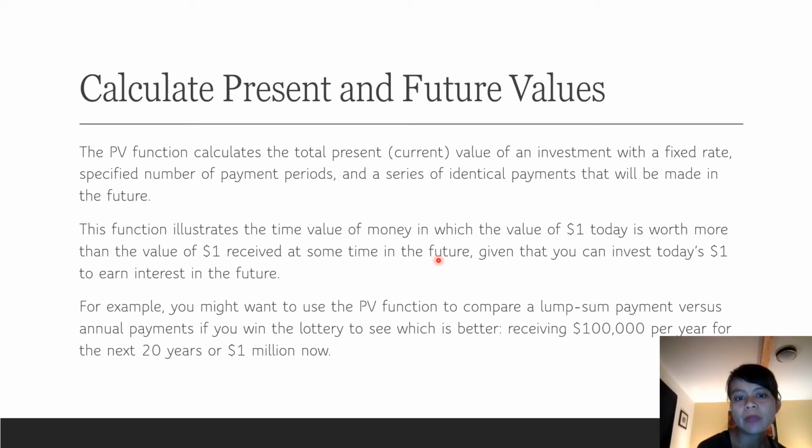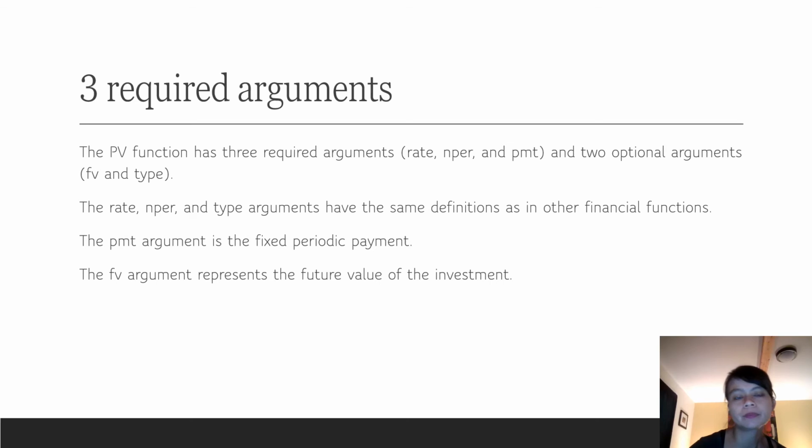Okay, so for example, you might want to use the PV function to compare a lump sum payment versus annual payments if you win the lottery to see which is better. For example, is it better to receive $100,000 per year for the next 20 years or to receive $1 million now? So which is better, which gives you more?